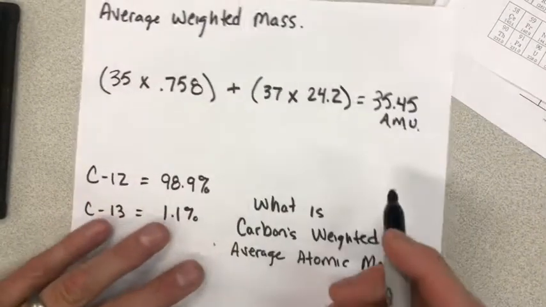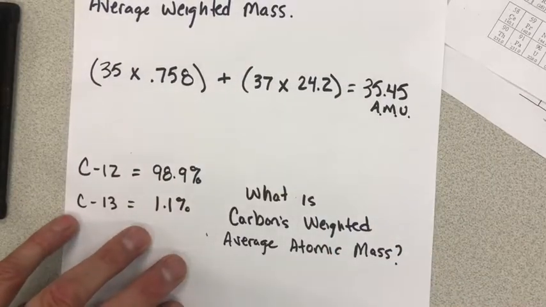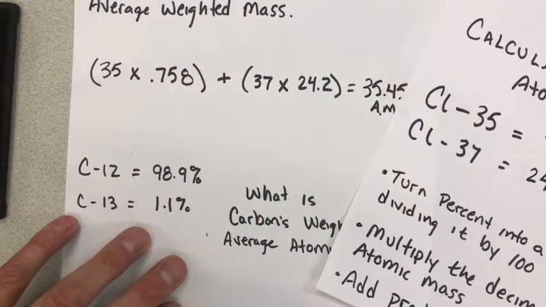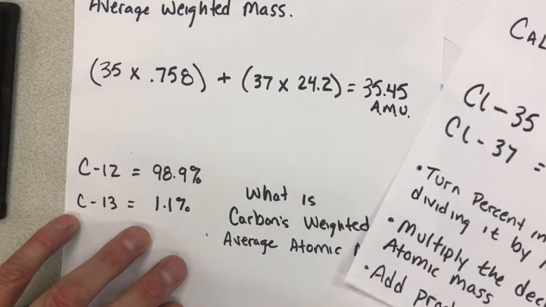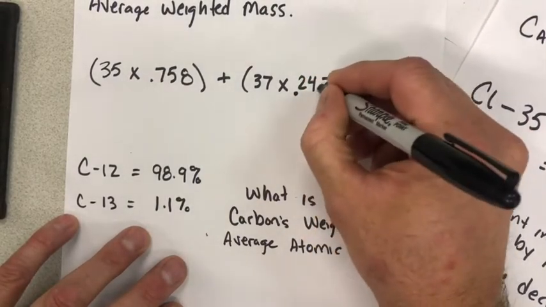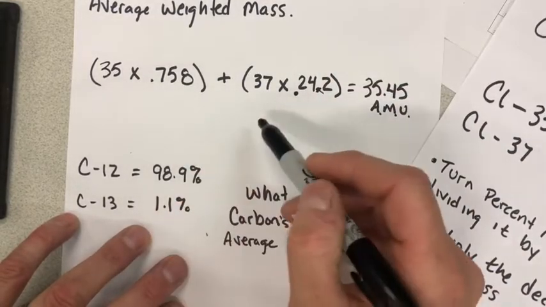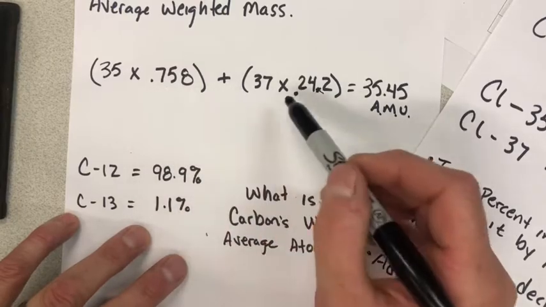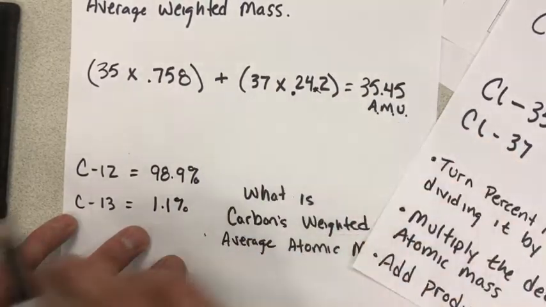All right, so here's what those terms look like. We have our 35, and I'll show this again here, 35 times the 0.758, and then we're gonna add that to 37 times the 0.242. Don't put a decimal there, that's not right. And then when you multiply these two together and add the products, you get your weighted atomic mass.